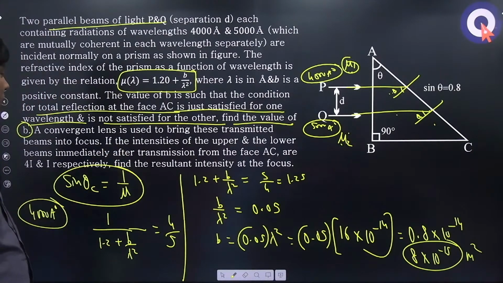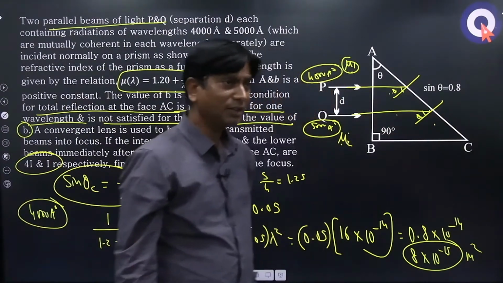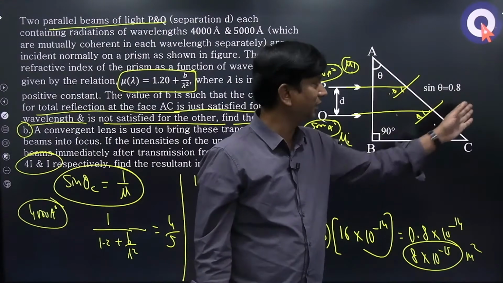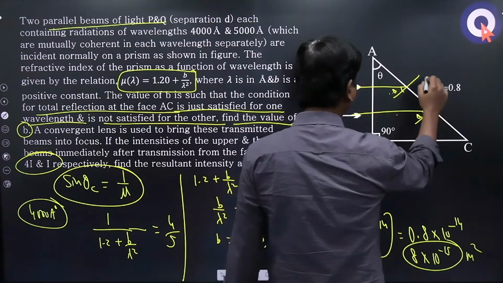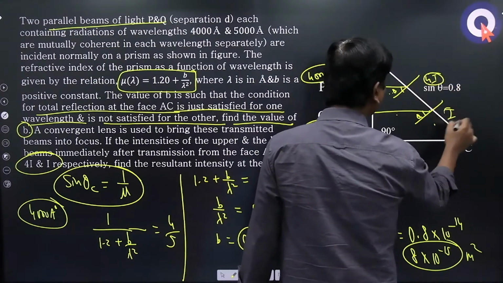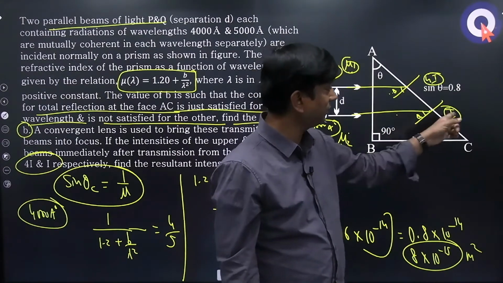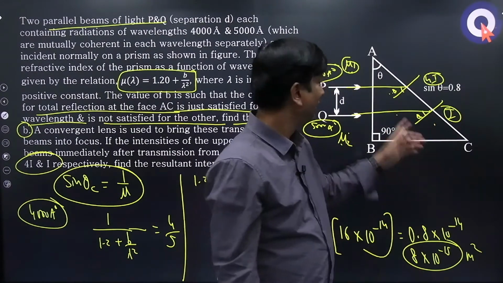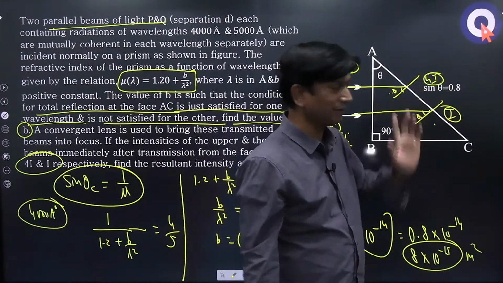So if the intensities of the upper and lower beams immediately after transmission from the face AC are 4I and I respectively, find the resultant intensity at the focus. Suppose it is getting transmitted, that means it is not at the critical angle. After transmitting, this intensity becomes 4I, this intensity becomes I. Why only I? It may be traveling more distance, so more absorption, so less intensity while coming out. Here it is traveling less distance, less absorption, so getting 4I. So 4I and I, right?